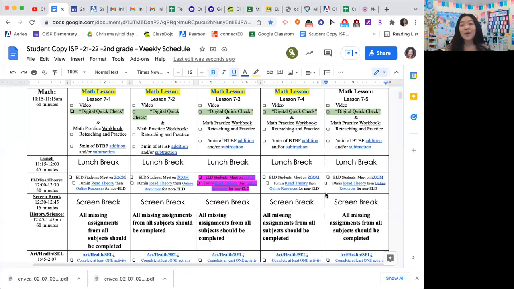All right, guys, we are now on math lesson 7-5. This is actually the last lesson in math for topic 7. After we do this lesson next Monday, we are going to be reviewing, and then on Tuesday, we are going to be taking our assessment. So let's go ahead and do that.